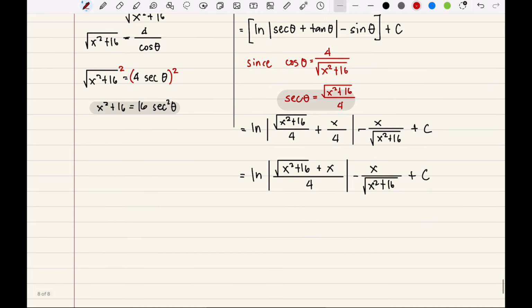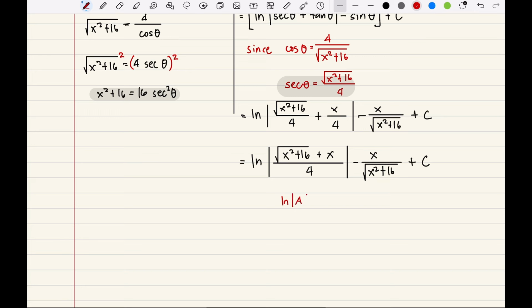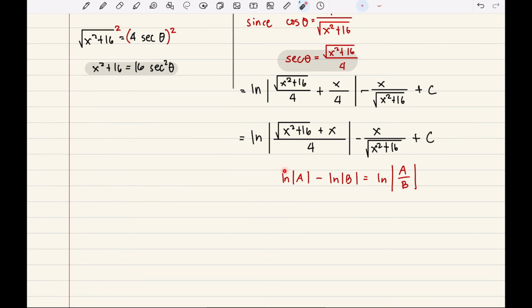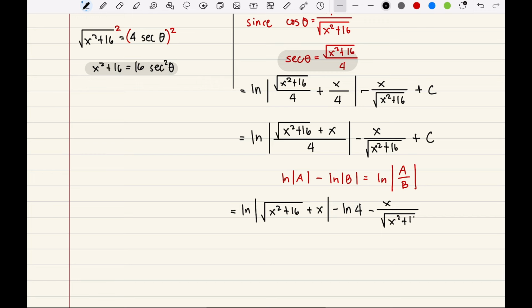And then by the concept of logarithms, ln of a minus ln of b, that is equal to ln of a over b. So using this concept of logarithms, we will rewrite this particular logarithm into ln of a minus ln of b, with a as yung numerator and b as yung denominator. So simplifying, we have ln of square root of x squared plus 16 and then plus x. So this is now yung ln ng numerator natin minus ln ng denominator natin, which is ln of 4. And then copy paste na lang yung last part of the equation. So we have negative x all over square root of x squared plus 16 and then sa dulo plus c.